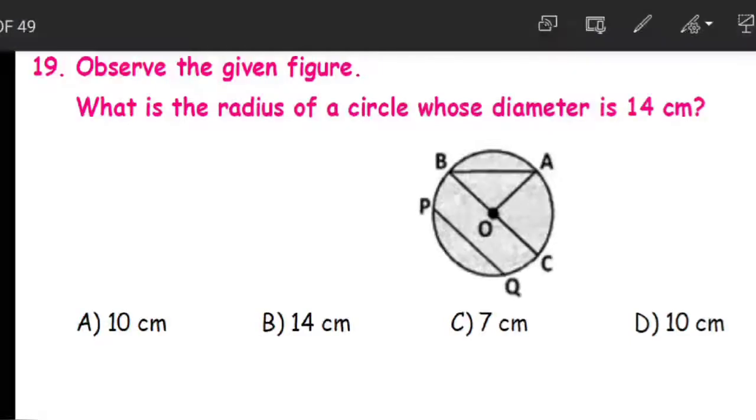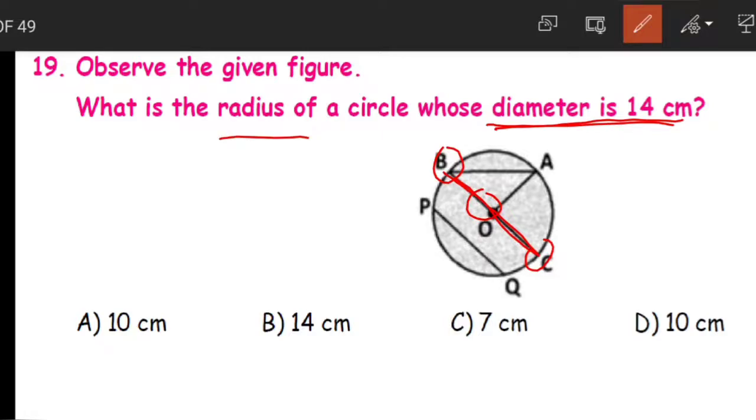For the given circle, we already know that the diameter is equal to 14 centimeters. What is the diameter in this given figure? BC. Yes, both the endpoints are on the circle and it is passing through the center of the circle. So here the diameter BC is of length 14 centimeters. And then coming to the radius of the circle, we have to find out the radius.